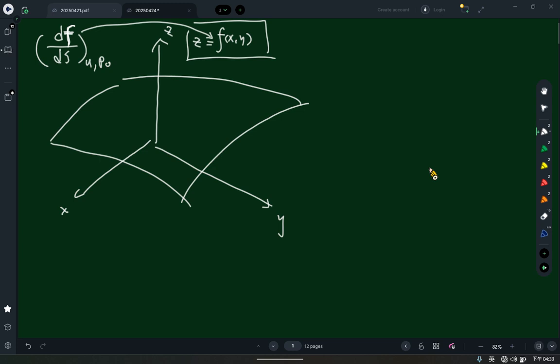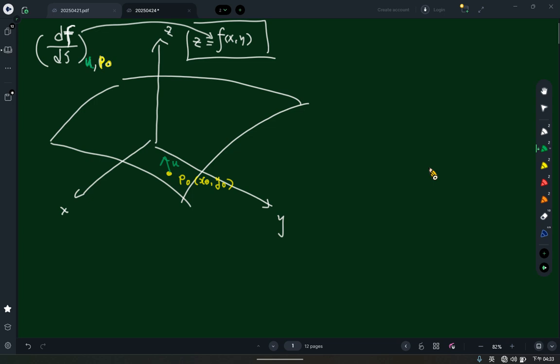Then I also give you another important parameter, p0. Suppose p0 is here, x0, y0, right? Here's the second one. And then the third one is u, right? u means following some direction, and it is a unit vector.